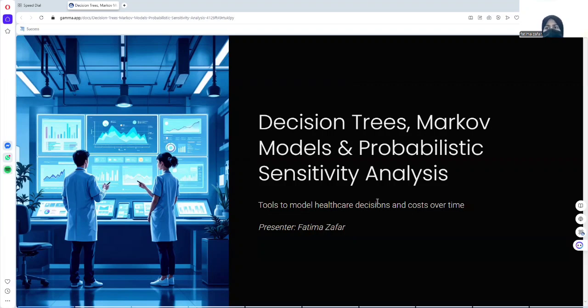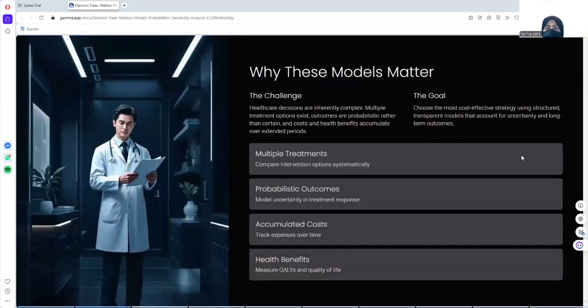So, today we will start our next topic, that is decision trees, Markov models, and probabilistic sensitivity analysis. Here we will see tools to model healthcare decisions and cost over time. Why these models matter? In order to start anything, first of all, we have to encounter the challenges, why we need these approaches.